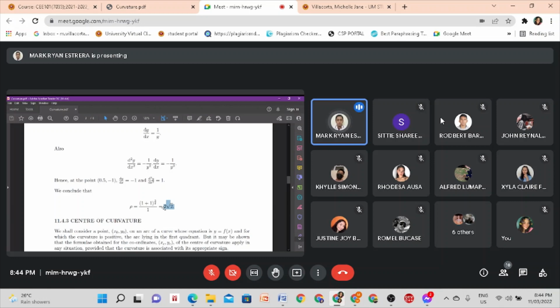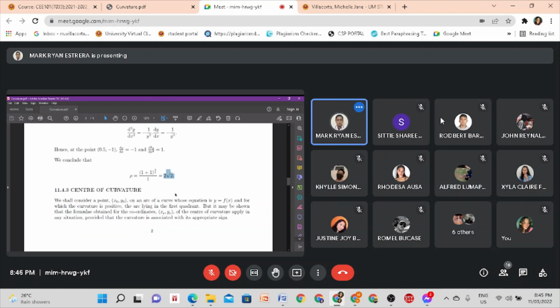How about the center of curvature? Since we were only given the radius of curvature inside that circle, meaning to say it will have a center. Okay, so how would we find the center of that curvature?